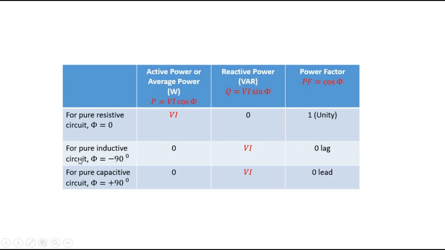For purely inductive circuit, phi is minus 90. So active power is 0, cos 90 is 0, but reactive power is sin 90 times VI, so maximum. So only reactive power, and phi is minus, so it is called lagging, cos phi is 0. So the inductive load is actually a 0 lagging load. And for pure capacitor circuit, phi is plus 90, again P equal to 0, Q equal to VI, and phi is plus, so it is leading. So capacitor circuit is a 0 leading power factor load.